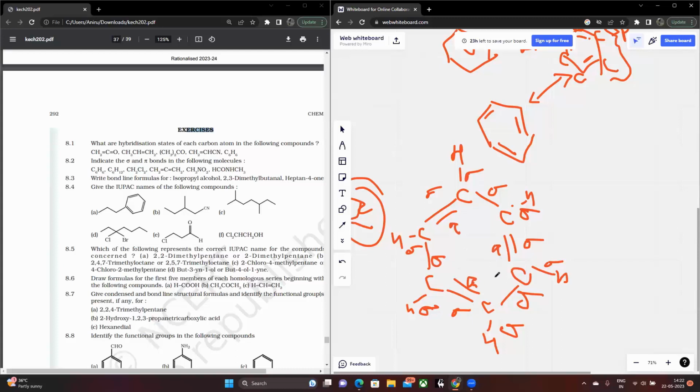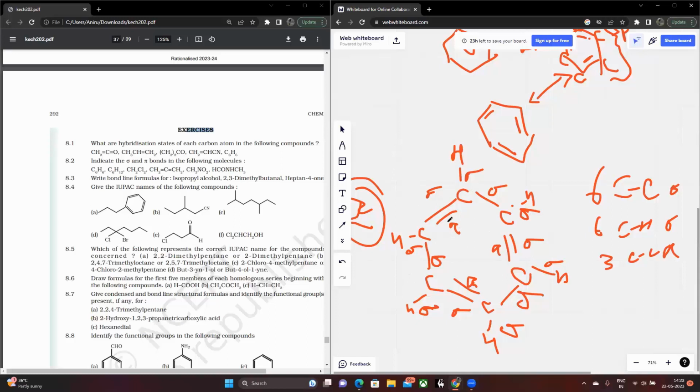And this is a pi, this is a pi. So you can basically see that there are 6 CC sigma bonds, 6 CH sigma bonds, and 3 CC pi bonds, right? That's the structure of benzene, basically.